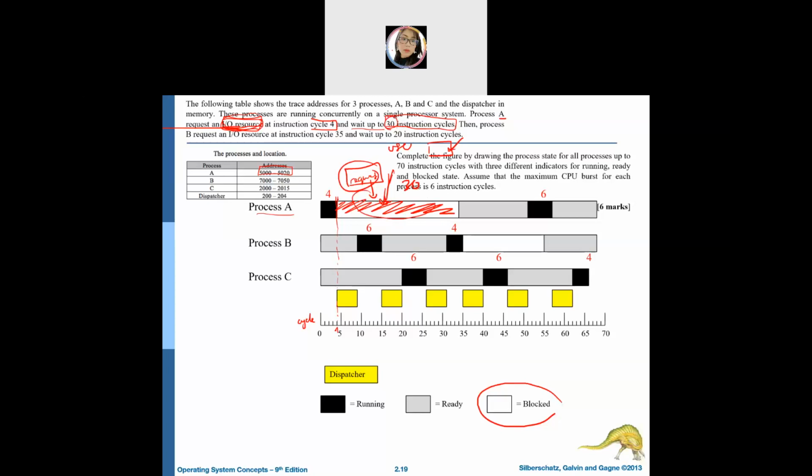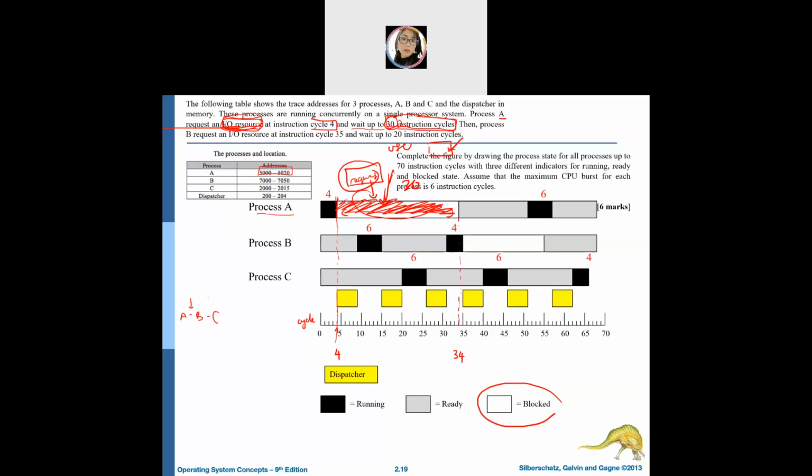But you can see, although it's mentioned 30 instruction cycle, wait to 30 instruction cycle, you start from here at 4 and you finish here at 34. You can see? So that means you are having a 30 instruction cycle, isn't it? Okay, then this one you block. But after this, follow a sequence A, B, C.